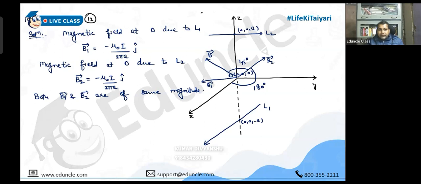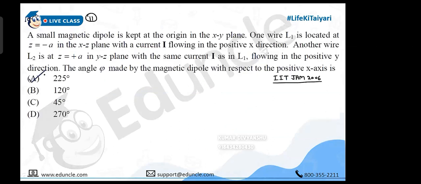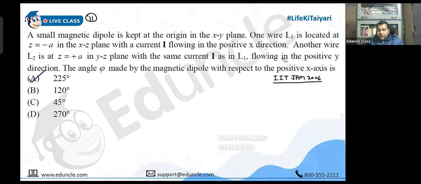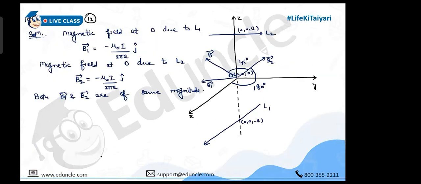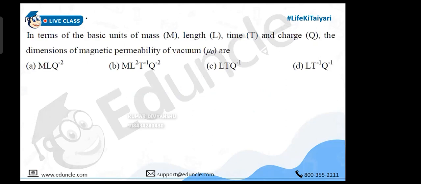Is it clear? What is the total angle? 225. With respect to the positive X axis, we need to find. Is it clear? So try to solve this one.